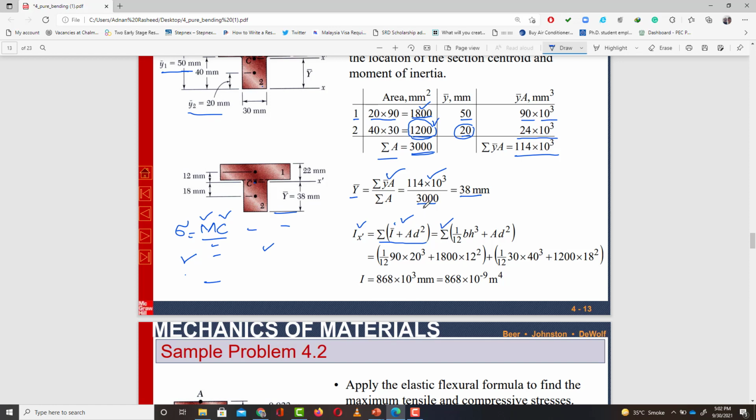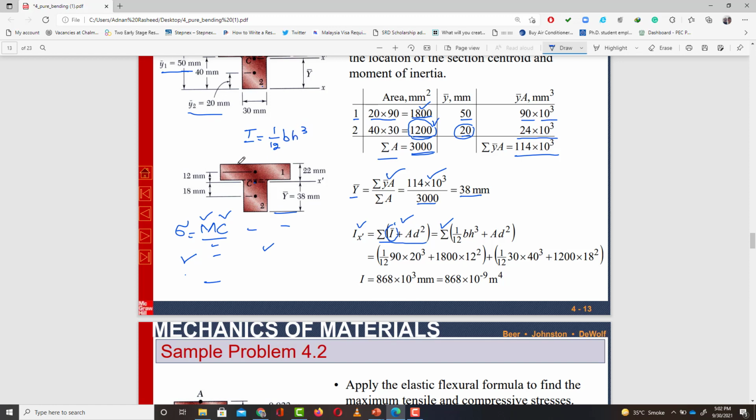So we will start from the first part. You can see the first part is I dash. I is the moment of inertia for rectangle. It is equal to 1 over 12 BH cube.